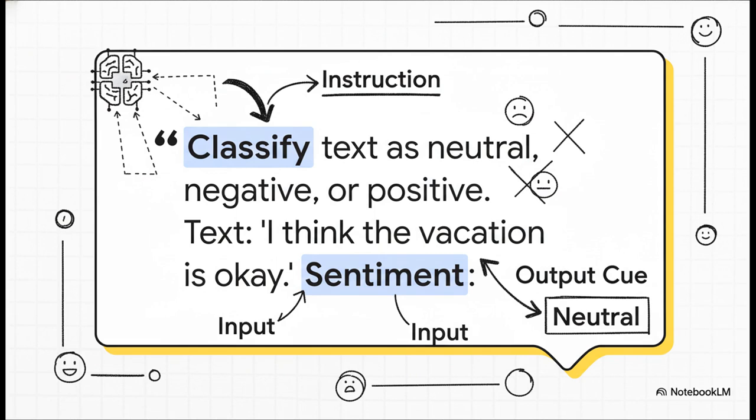It's brilliant. Classify the text, that's the instruction. I think the vacation is okay, that's our input. And that final word, sentiment, that's the clever output cue. It just primes the AI for the answer. And the result? Neutral. It's simple, it's clean, and it's just incredibly effective.